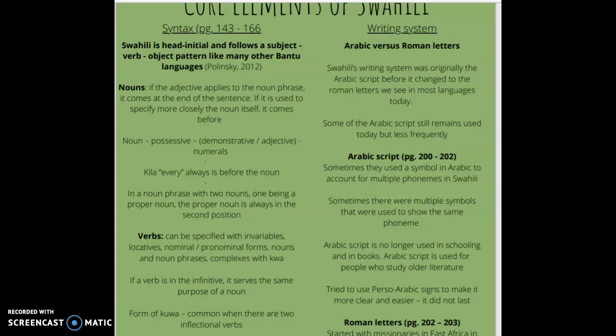In Bantu languages, they divide their nouns into 16 to 18 different noun classes, and these noun classes help to determine order in a sentence, and which prefixes they use, which suffixes are used, and what's allowed on the stem or the noun itself. The common order for nouns is noun, possessives, then demonstratives or adjectives, and numerals. However, if the word kila appears, it means always, and it is always before the noun. If a noun phrase has two nouns, and one is considered a proper noun, the proper noun always comes second.